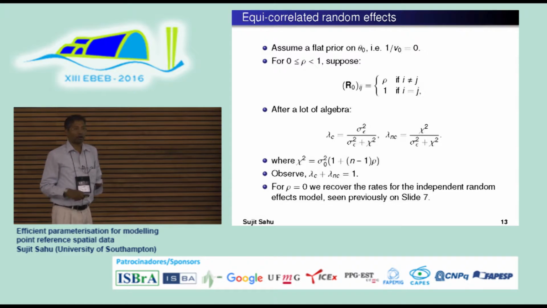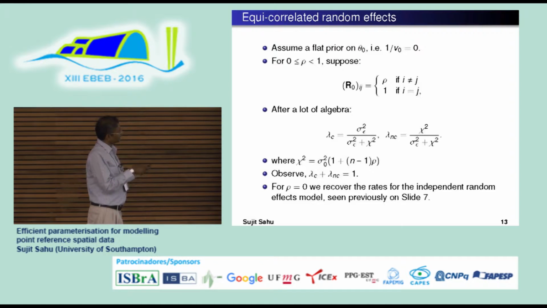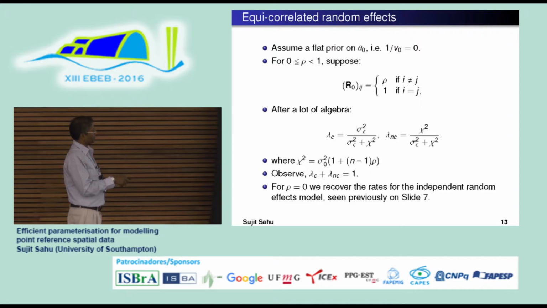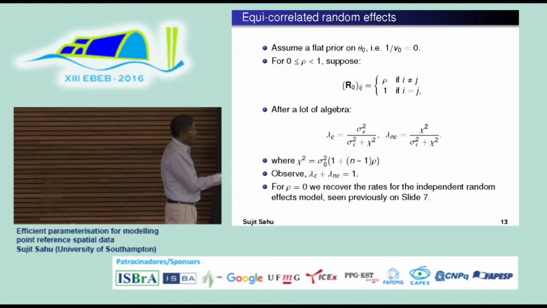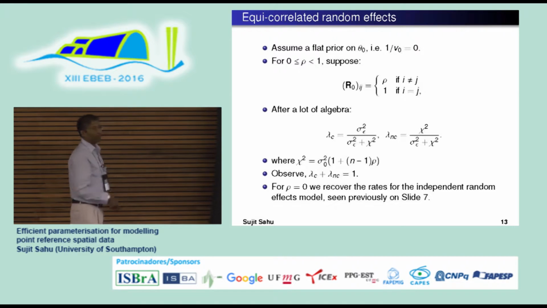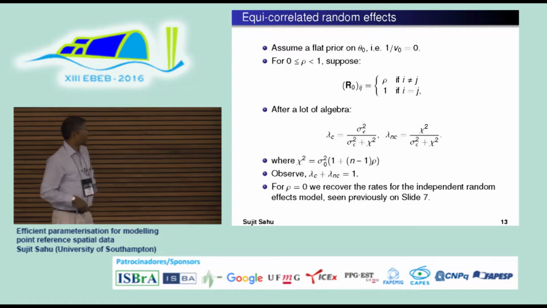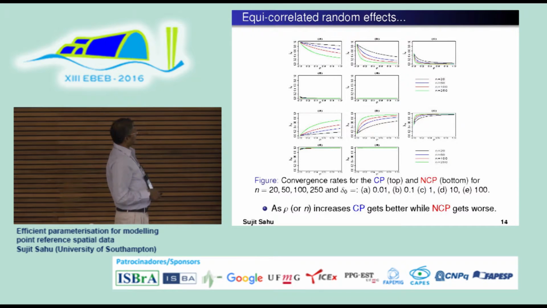We assume flat priors for the global effects, and we do the equicorrelation case. So this is still not spatial, but all the random effects have equal correlation with each other. Then we can get these rates, like lambda C is sigma square epsilon over sigma square epsilon plus chi square, which depends on the correlation rho, and we get lambda C plus lambda NC equal to 1. Still that dichotomy holds: if one is better, the other is worse, and so on. So for rho equal to 0, we recover the independent random effects. I've seen that before.